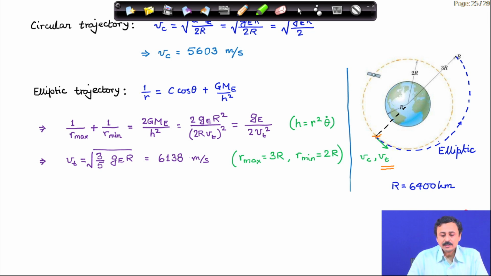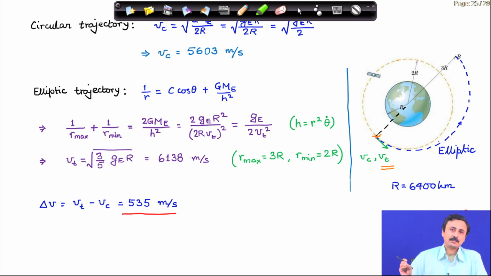On the circular path it was 5603, and on the elliptic path it should be 6138. Therefore, there has to be a boost of 535 meters per second at that perigee point. Once you give that boost in velocity, the particle will start moving on the elliptic path and reach B, the farthest point it will reach, the apogee, and then follow the rest of the ellipse to again reach back the perigee. So, that is the boost.